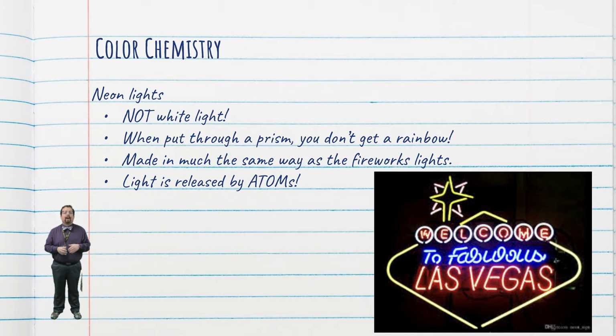If we were to put that red light through a prism, it would not split up to give us a full spectrum rainbow like white light does. It does, however, split into distinct lines of reds and oranges. Other colors of these gas lights are made from different gases, so the phrase neon lights is kind of a misnomer, since only the red lights are made with neon.